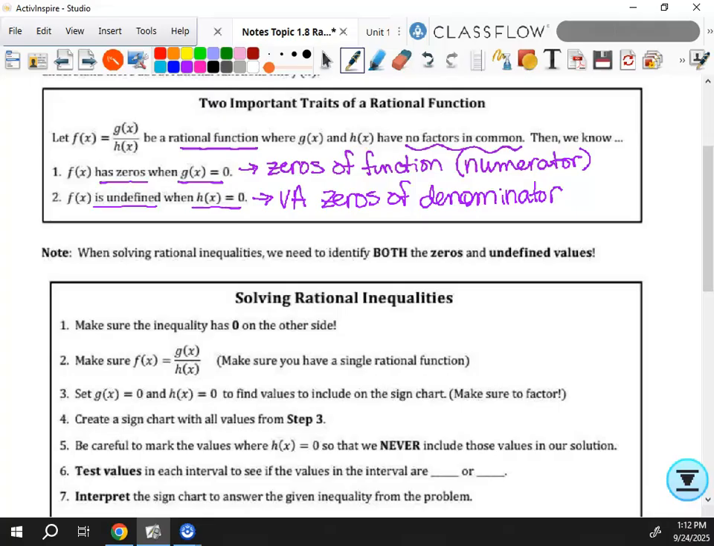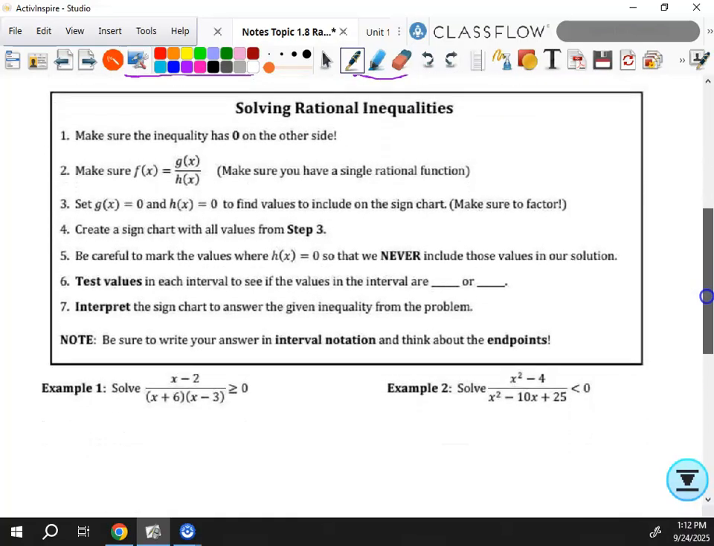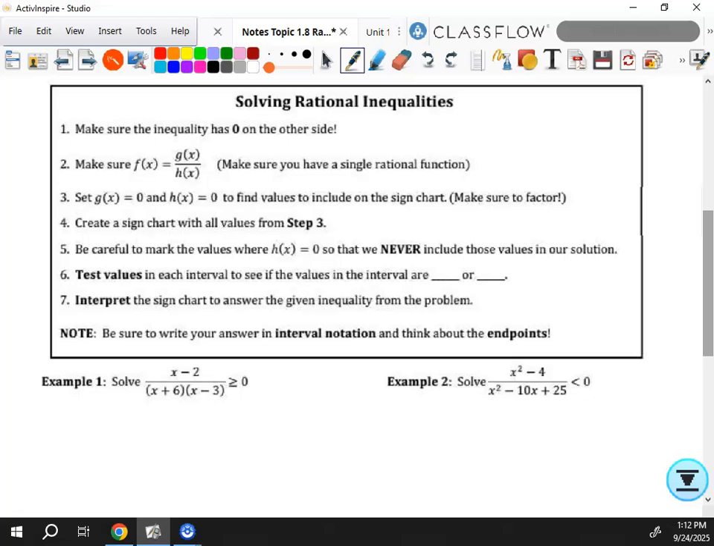And when solving the inequalities with our number lines and our sign charts, you have to identify both the zeros and the undefined values, or your vertical asymptotes, okay? We have to do both. So here are our little steps. First of all, we make sure that the inequality has a 0 on the other side.